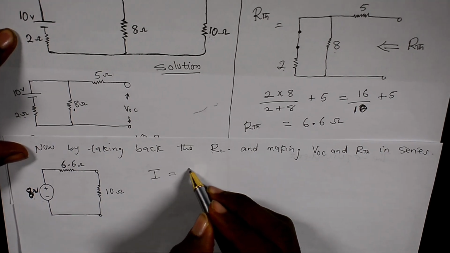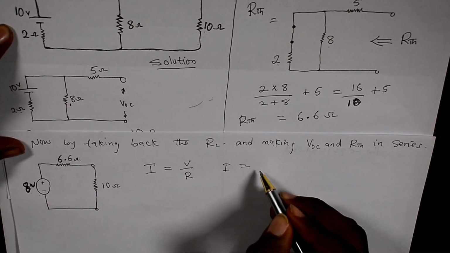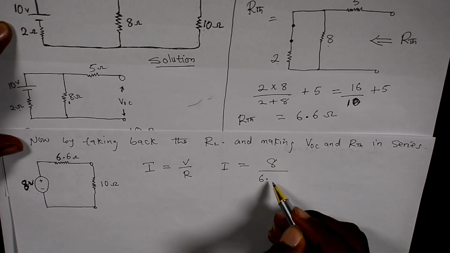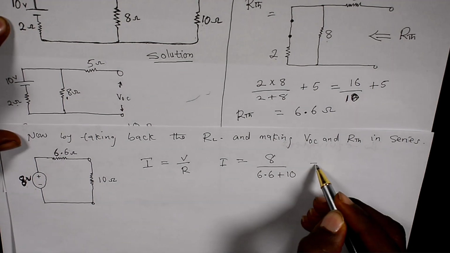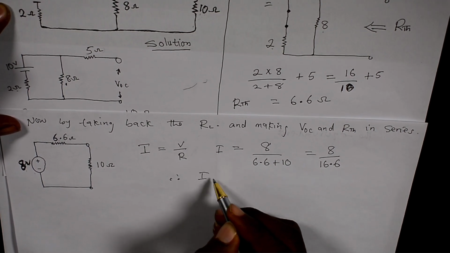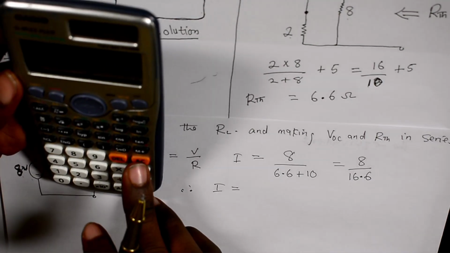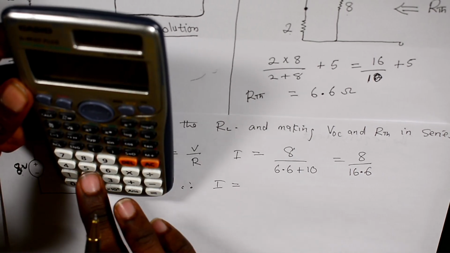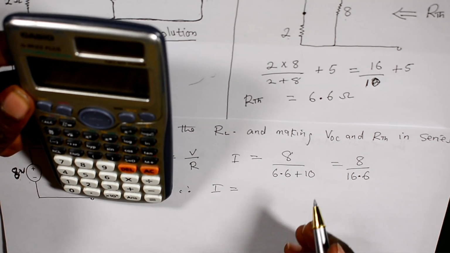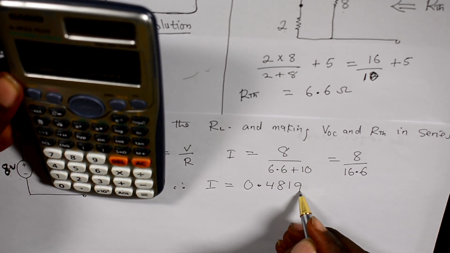I is equal to V all over R, and I will be equal to, the V is 8 all over 6.6 and 10 are in series. 6.6 plus 10, which is equal to 8 all over 16.6. Therefore, I is equal to 8 divided by 16.6, that is 0.4819 ampere.